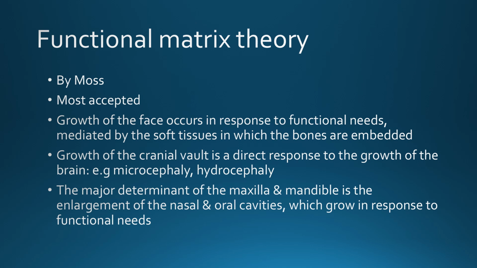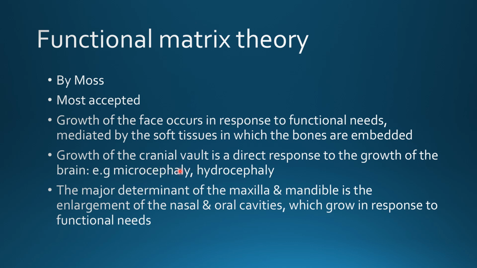It was put forth by a scientist called Moss. It says that basically the development of the soft tissues is what initiates, directs, and controls the growth of the bones embedded in them. An example is that growth of the face occurs in response to functional needs mediated by the soft tissues. The growth of the cranial vault is a direct response to growth of the brain. For example, if a patient has microcephaly, a small brain, they will have a small cranial vault. If they have hydrocephaly, they will have a cranial vault that resembles the shape of the brain of the hydrocephaly.